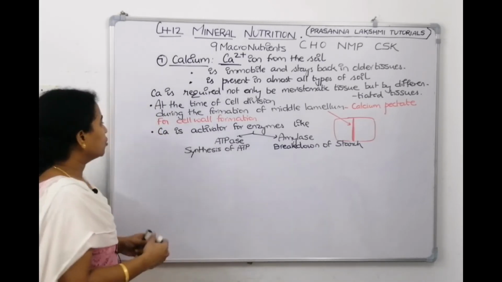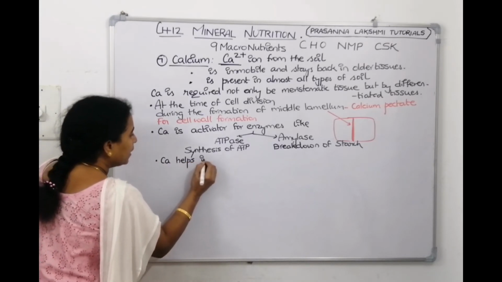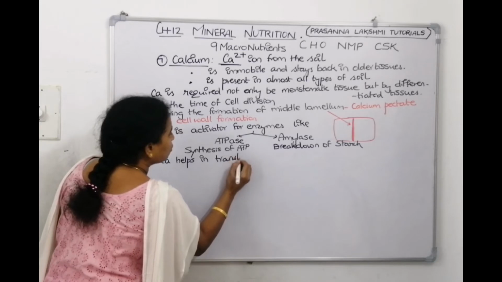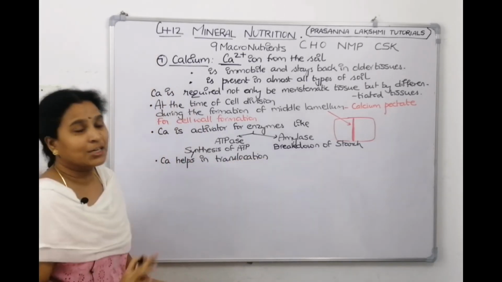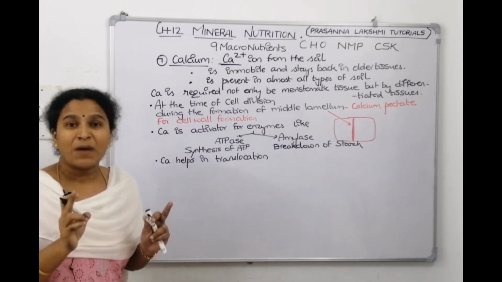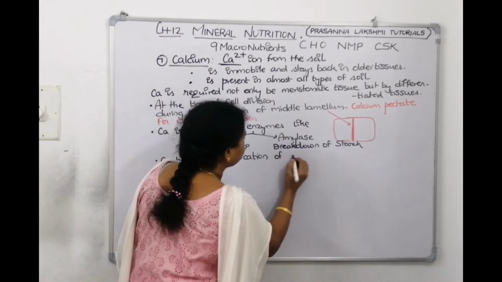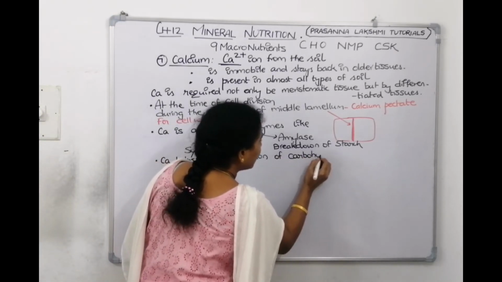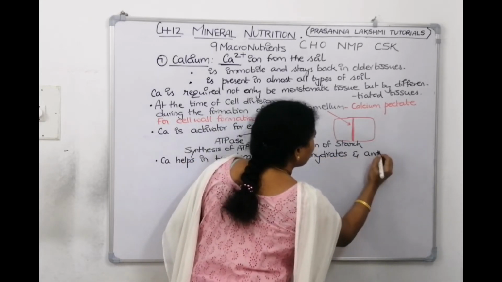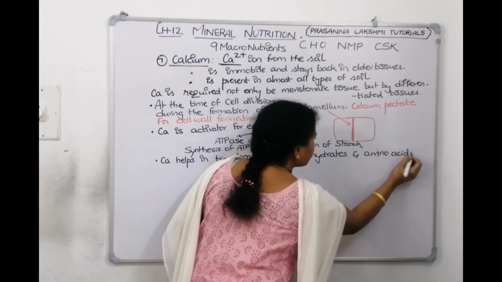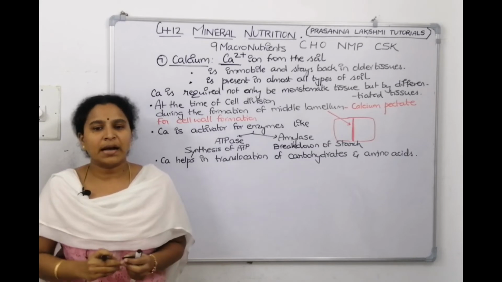So we can tell calcium, the third role is calcium helps in translocation. I told what is translocation? Long distance transport of elements through the vascular tissues. Calcium helps in translocation of carbohydrates, means sugars, and amino acids. Calcium helps in upward movement of carbohydrate and amino acids.